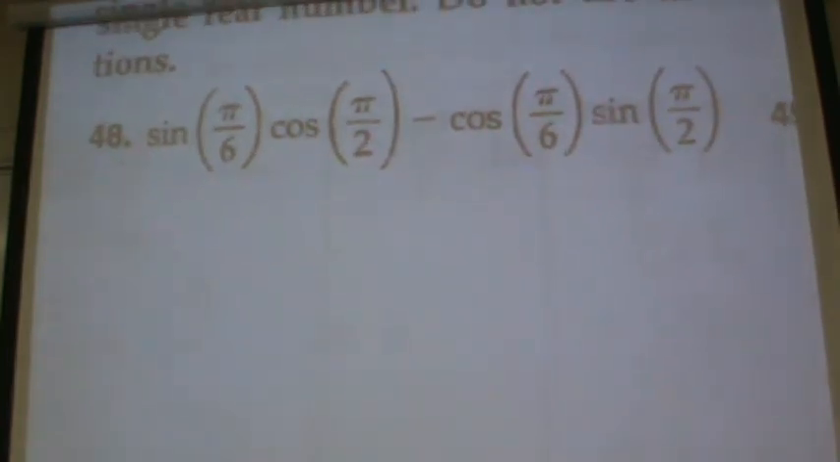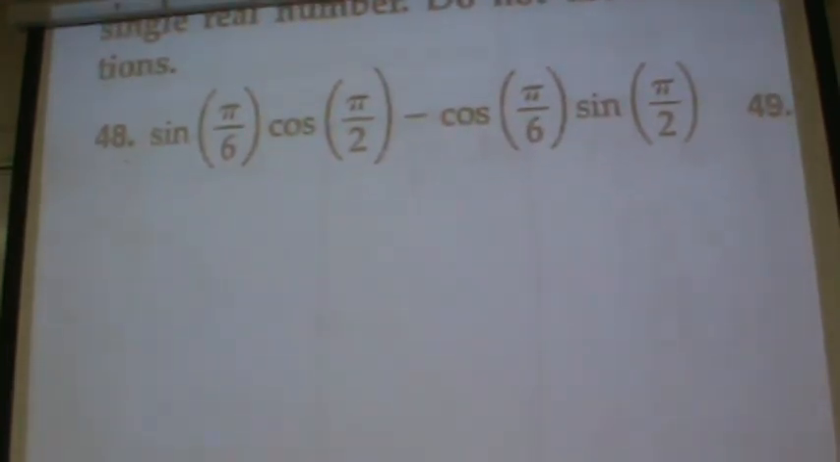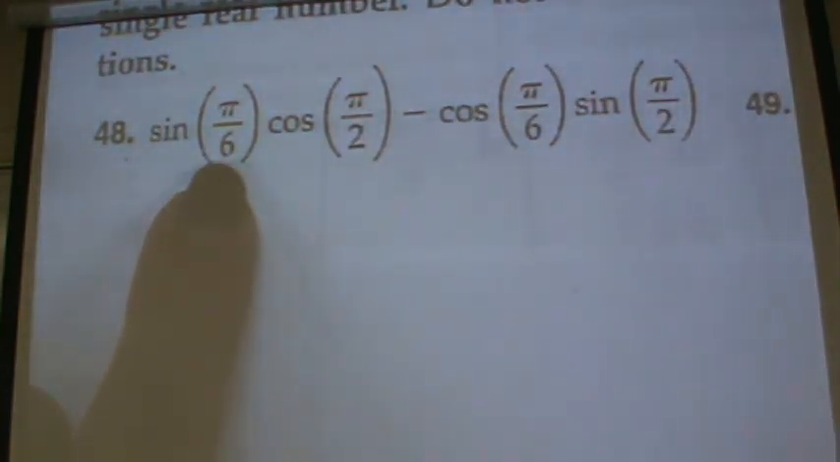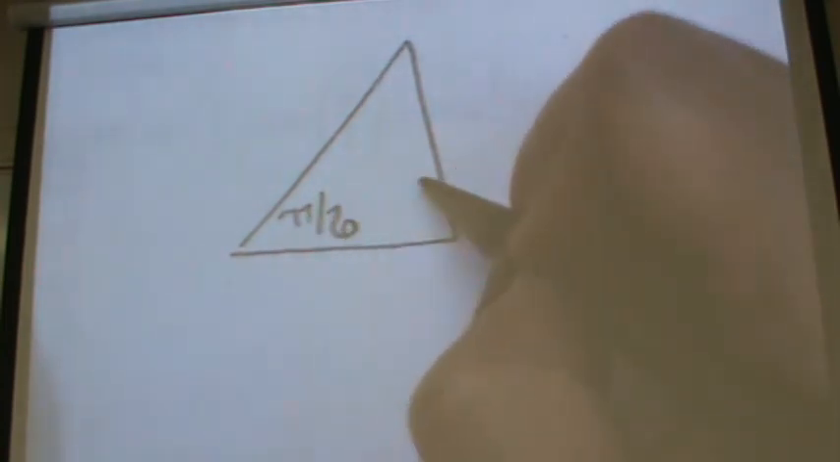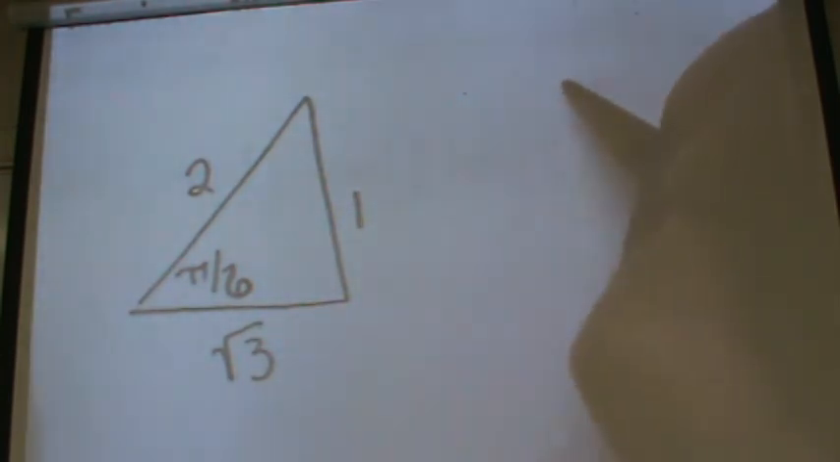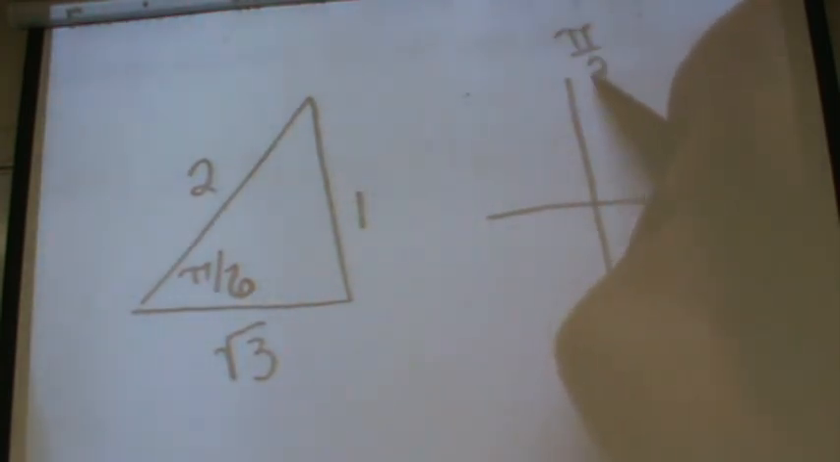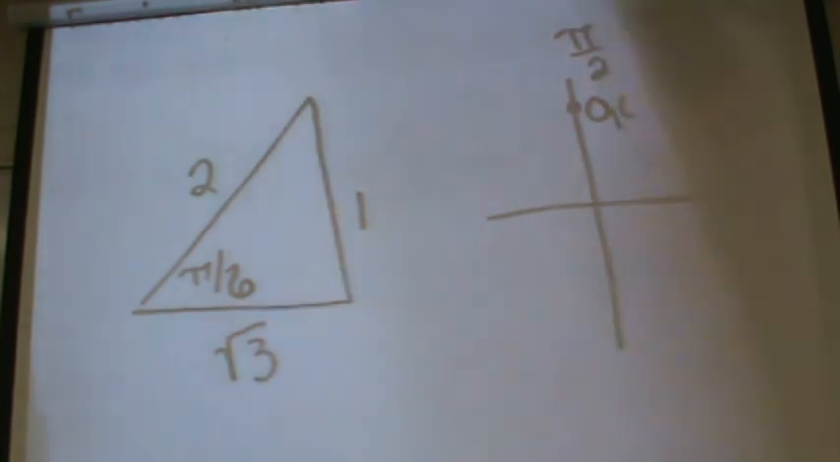All right, what do you think you're gonna do here? Plug in your numbers, and you're going to multiply. So, what is pi over 6? 30 degrees. Pi over 6 is 30 degrees. So this is 1, 2, root 3. And we've got a 90, pi over 2. And what do you know about pi over 2? This ordered pair is 0, 1.